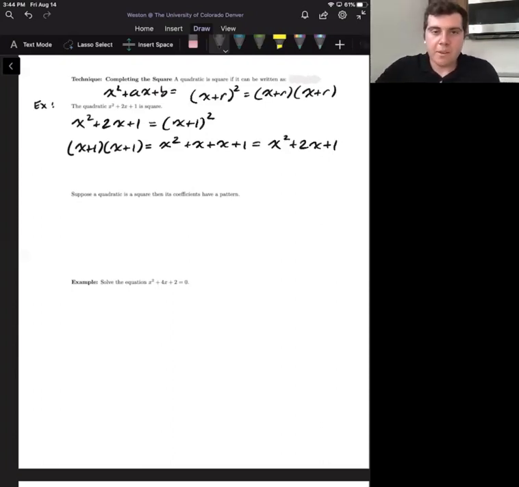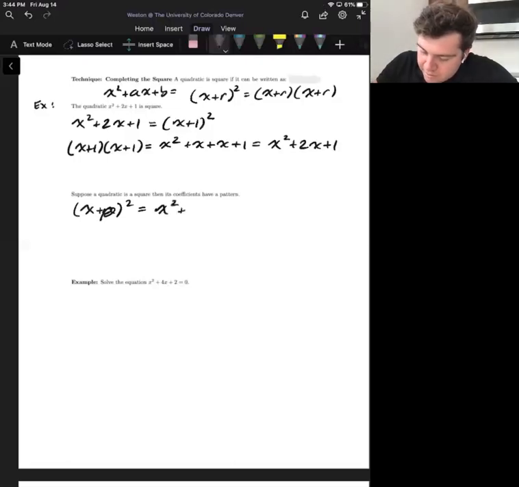All right, so if a quadratic is square, then its coefficients actually follow a pattern. And we can derive this pattern by just starting with what a square quadratic looks like. So say we have x plus p, and we square it. That's going to be x squared plus 2px plus p squared when we FOIL it all out.